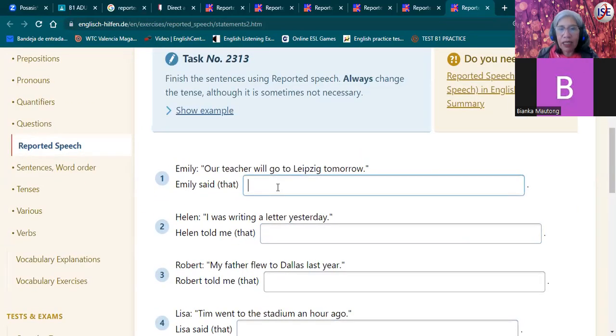Emily, our teacher will go to Leipzig tomorrow. Leipzig is a city in Germany. Emily said that... remember, we're telling what she said. Estamos diciendo que fue lo que ella dijo. It's like a chisme. Están haciendo un chisme. Okay, their teacher, will changes to would. Would go to Leipzig. Tomorrow changes to the next day.